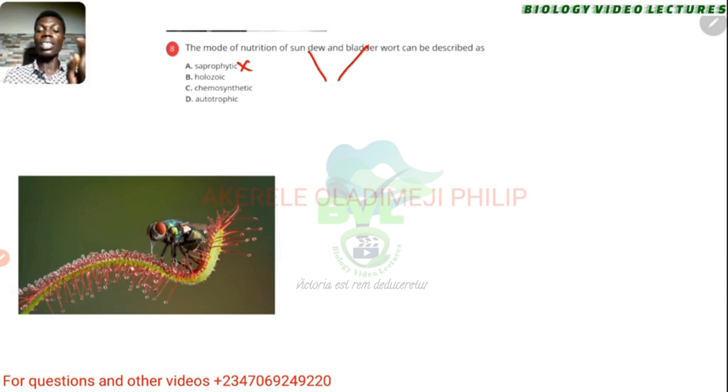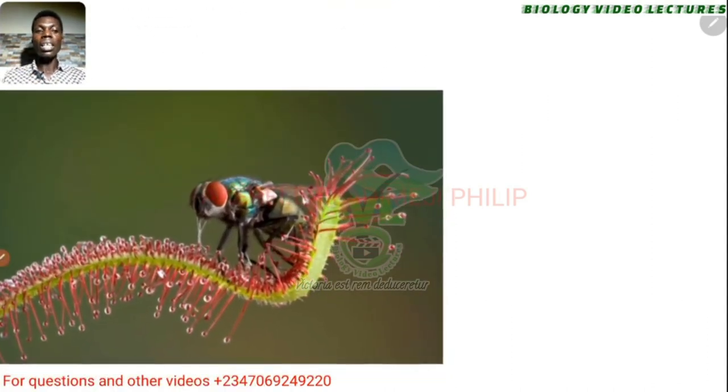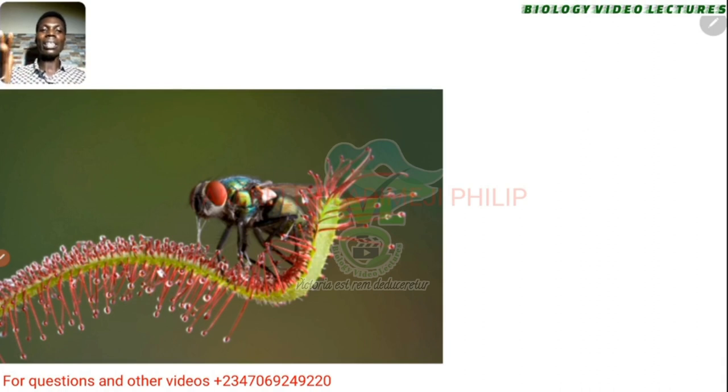Like this you are looking at, this is a sundew. You can see that it has a sticky surface. The fly probably landed on that and got stuck, since flies like sticky surfaces. And this has stinging cells, or sometimes even secretes chemicals on the prey, and it is going to digest the prey.